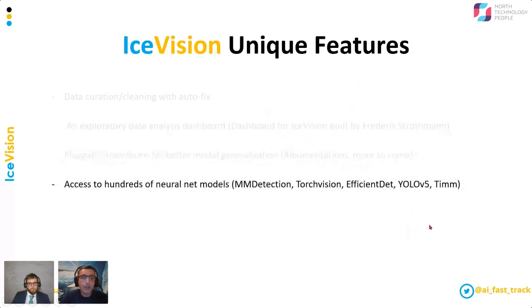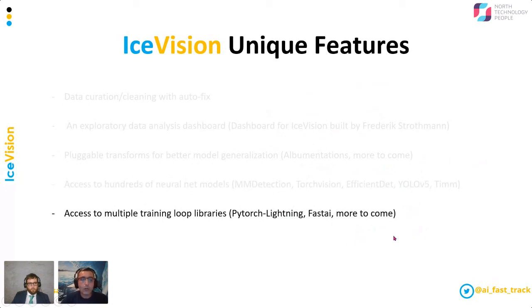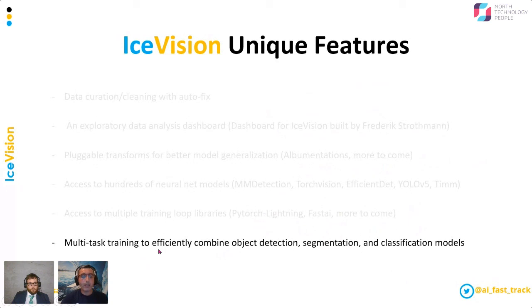We have access to literally hundreds of neural net models, from MMDetection, from TIMM, from Torchvision, EfficientDet, and so on. We also have access to different training loops. For now, we support PyTorch Lightning and fastai, but we plan to expand to other highly curated training loop libraries. We also support multitask training, as I showed in the illustration at the beginning. The whole idea is to be able to combine object detection, segmentation, and classification. The literature and experience showed that by combining those tasks and training them at the same time, you get better results than having separate models that are trained separately.